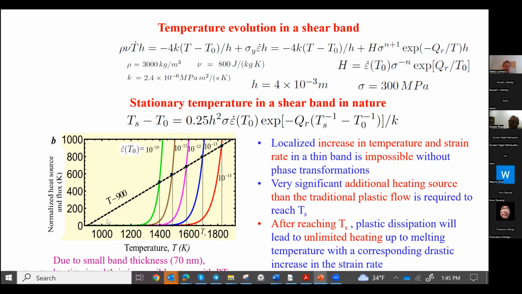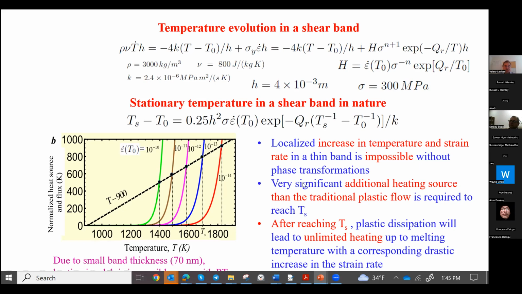stationary solutions. One of them is steady, which is stable, because heat flux from the band is much larger than plastic dissipation. Practically does not change, corresponds to practically initial temperature, no heating. And that means that without phase transformation or any other sources, heating is impossible because of the very thin band.